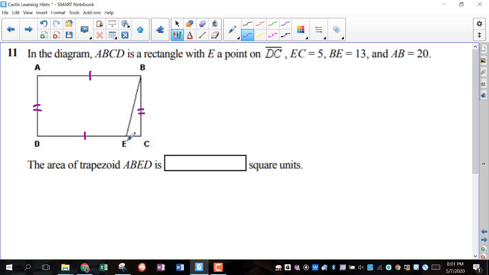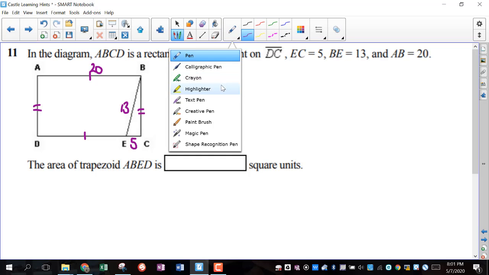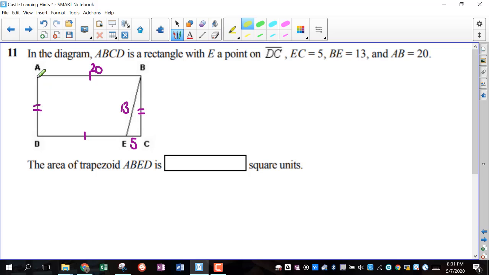With point E on DC, EC is 5, BE is 13, and AB is 20. The area of trapezoid ABED is. So they're asking us to look at this figure here. Okay.